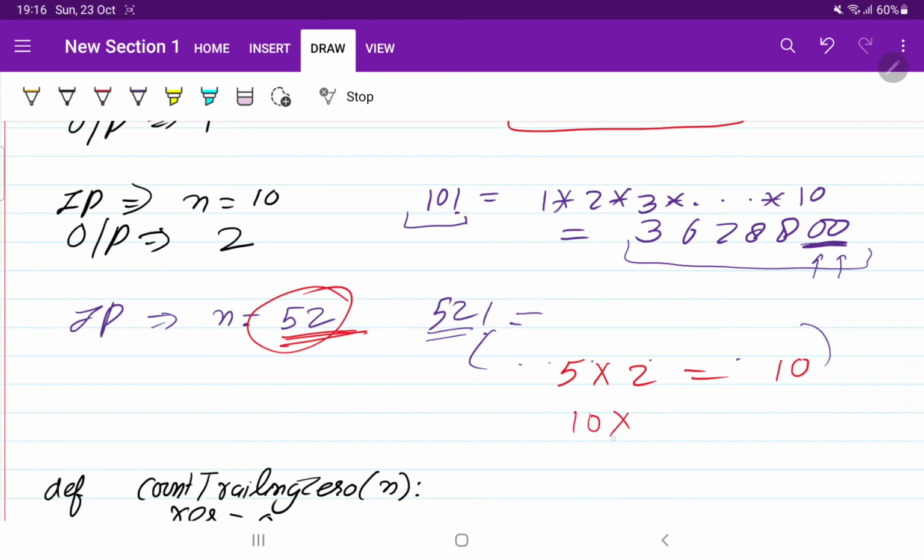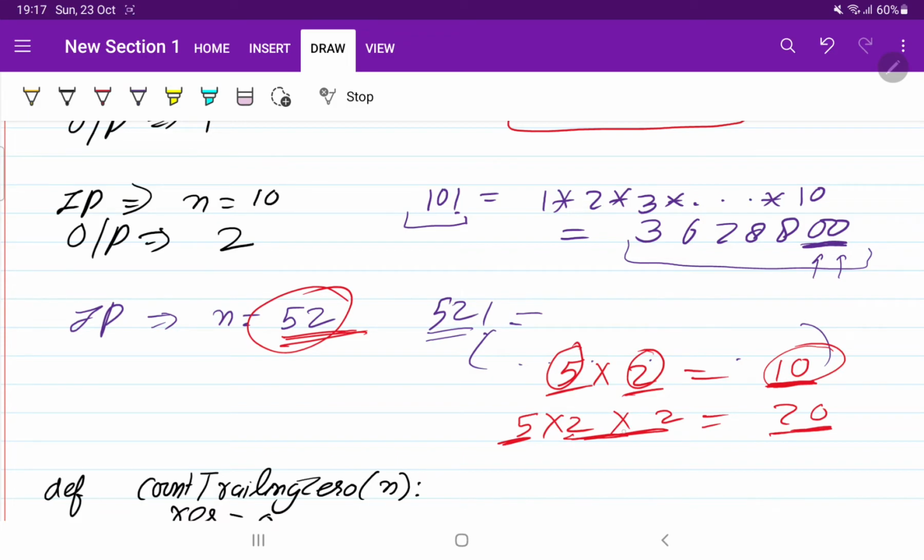If you multiply 10 with something, you are going to get 0. But 10 is basically the combination of 5 into 2. It means if there is one 5 and one 2 in a number, we are sure that there is one 0. If there is one 5 and one 2, 2, 2, then there is also one 0.